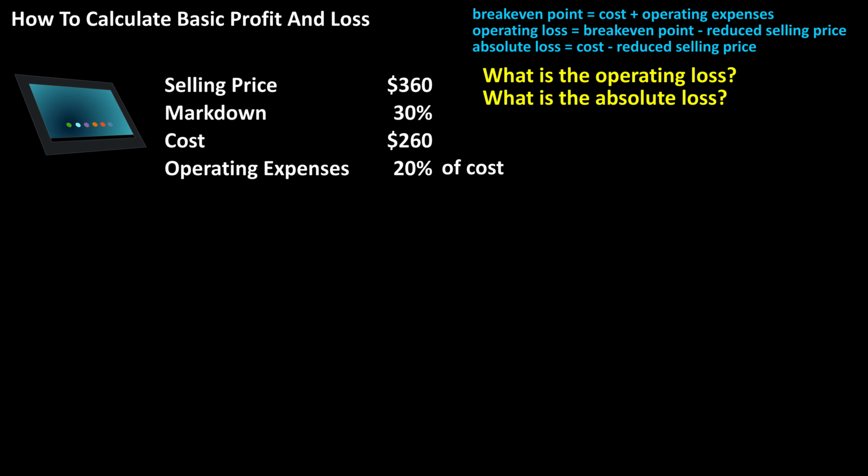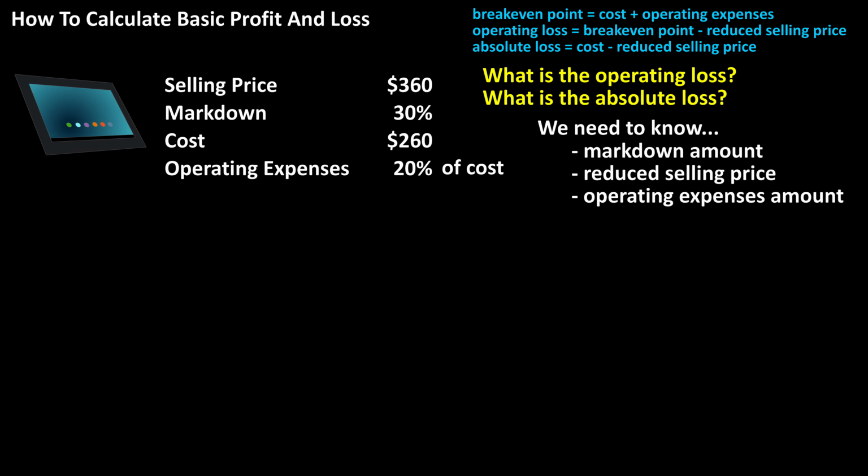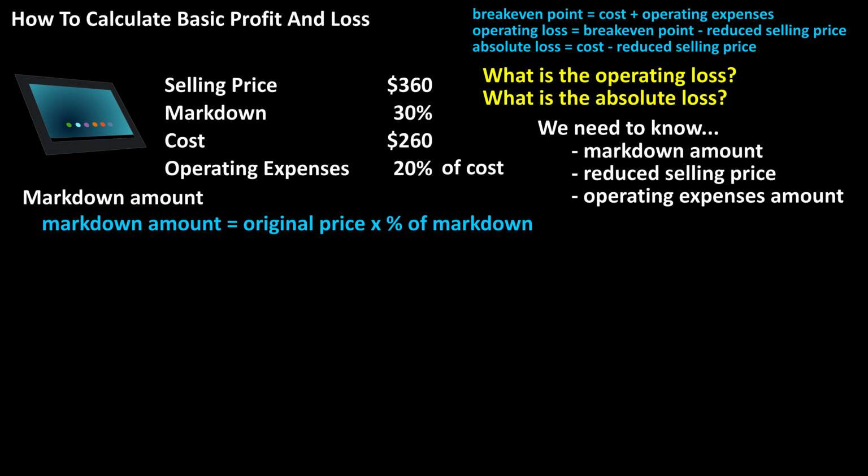To answer these questions, we need to know the markdown amount, the reduced price, or reduced selling price, and the operating expenses amount. Starting with the markdown amount, the formula to calculate the markdown amount from a percent is the markdown amount equals the original price times the percent of markdown. So we have $360 times 30%, or 0.3, which equals $108.